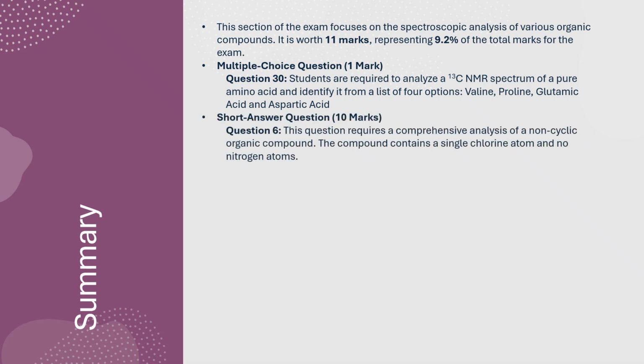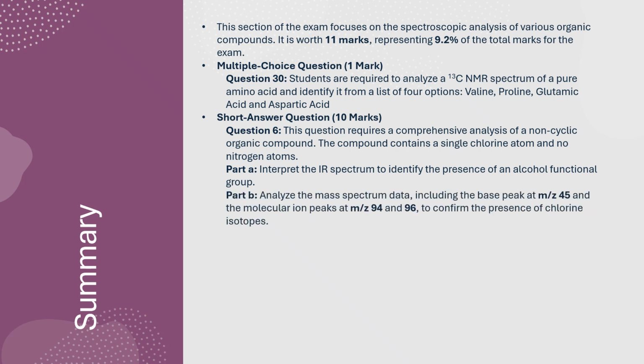Short answer question, 10 marks, question 6. This question requires a comprehensive analysis of a non-cyclic organic compound. The compound contains a single chlorine atom and no nitrogen atoms. Part A. Interpret the IR spectrum to identify the presence of an alcohol functional group. Part B. Analyze the mass spectrum data, including the base peak at m/z 45 and the molecular ion peaks at m/z 94 and 96, to confirm the presence of chlorine isotopes.